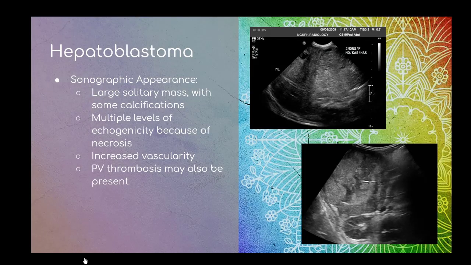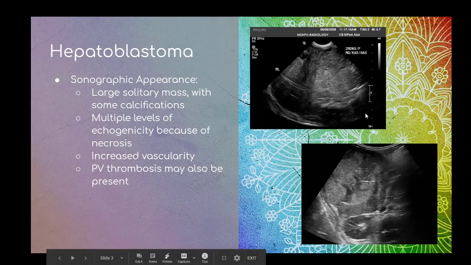Sonographically, then we're going to see typically a very large solitary mass within the right lobe of the liver. Sometimes they have calcifications. Sometimes they are heterogeneous just because of different levels of necrosis or just how the tumor is growing. And then if we put color on, we'll see increased vascularity throughout the tumor. And depending on where this tumor is and how it's growing, it may extend into the portal vein, which can cause thrombosis. So we have a couple of examples here of our hepatoblastomas.